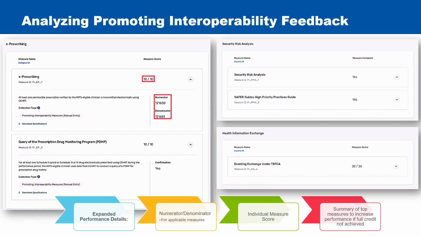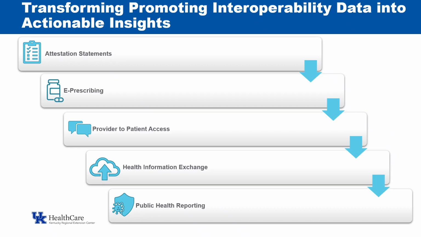Other measures, such as security risk analysis or completion of SAFER guides, are attestation based. These are simply reported as a yes/no response. A yes indicates that the activity was completed during the performance period, and that's what earns you credit for those measures. The main point here is that not all PI measures are scored in the same way. So it's important to understand which ones are yes/no attestations and which ones are numerator-denominator calculations, so you can target improvement efforts appropriately.